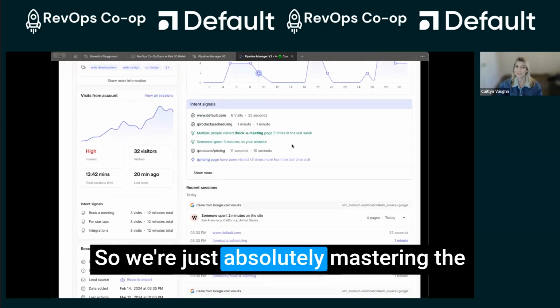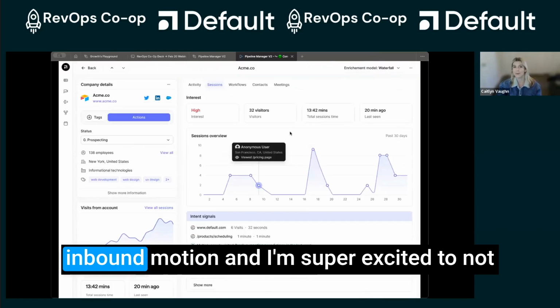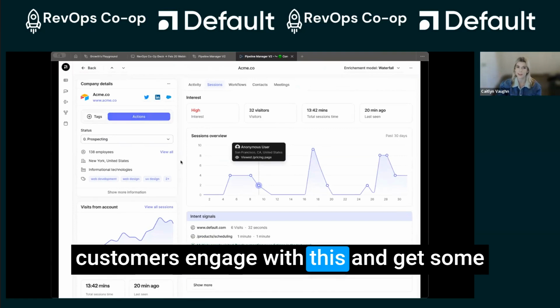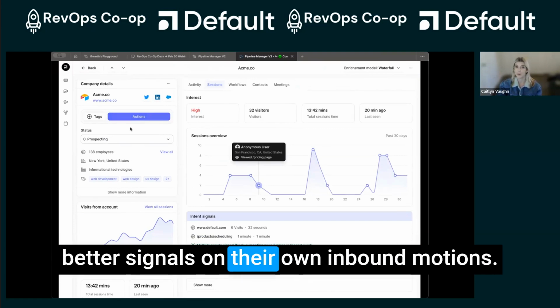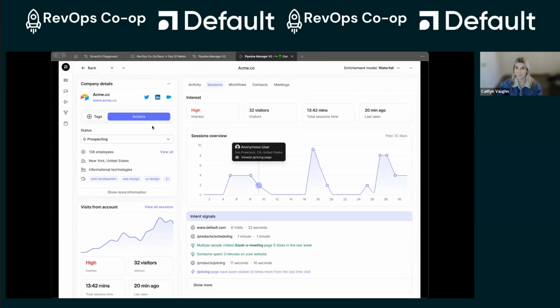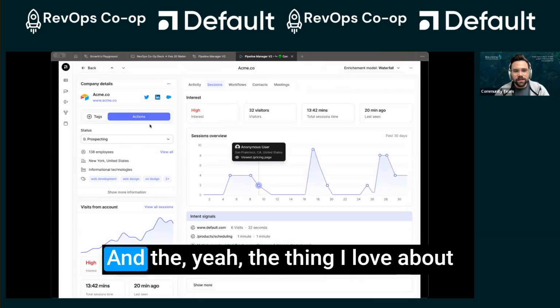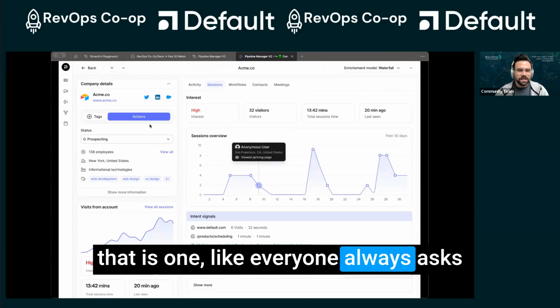So we're just absolutely mastering the inbound motion, and I'm super excited to not only use this ourselves, but have all of our customers engage with this and get some better signals on their own inbound motions. Yeah, that's exciting. Awesome. Inbound is the way.